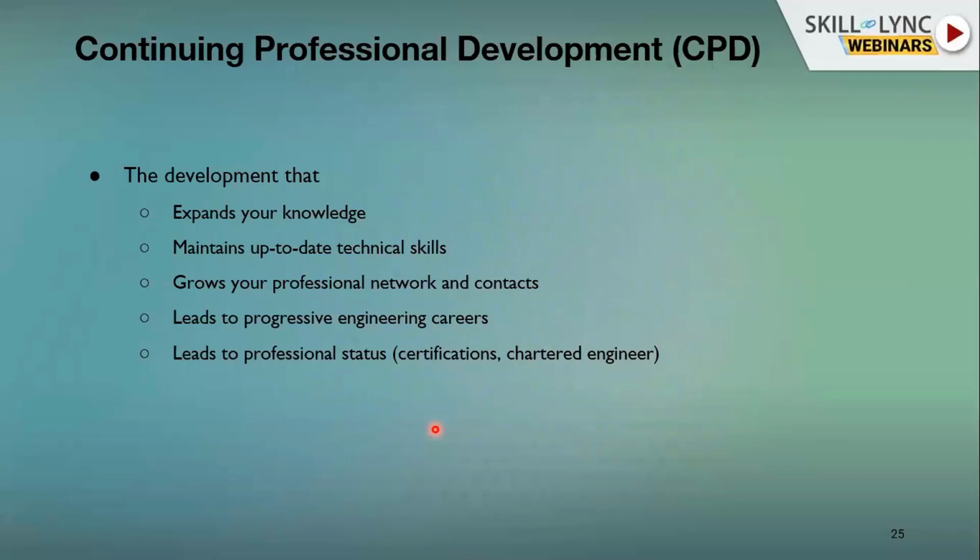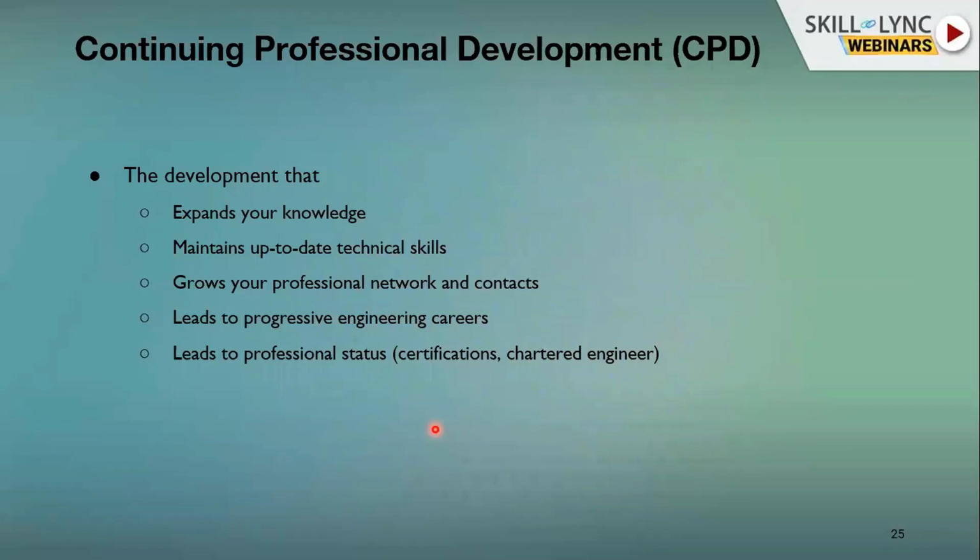So continuing professional development is a development that is going to expand your knowledge and maintain up-to-date technical skills, because even when you're in the organization, you have to stay updated with problem solving and also the special skills required for you to upgrade yourself, either through the organization networks or in a private mode. You will also grow your professional network. Once in a year, you attend the software conferences and also the SAE conferences with like-minded people who come and contribute to show the automotive community what kind of work they have done.